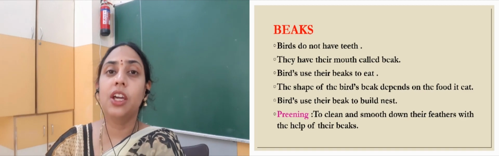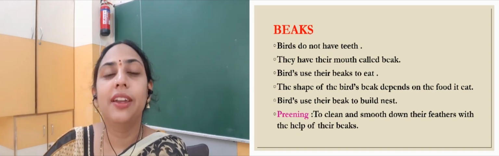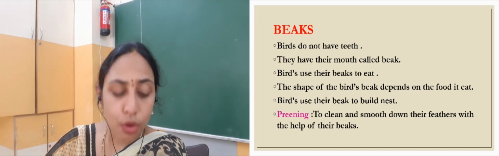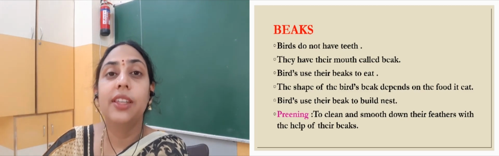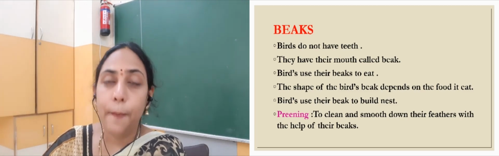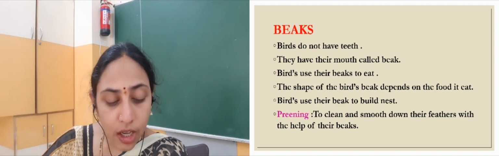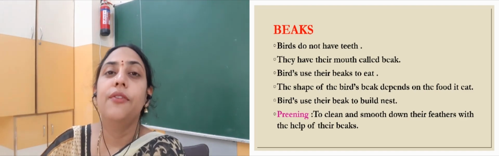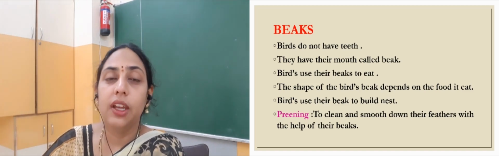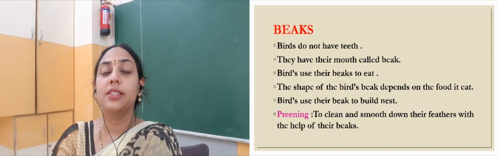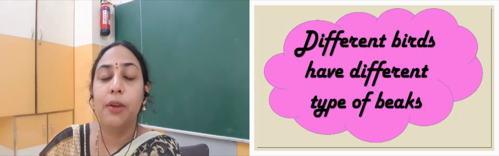And they use their beaks to eat their food, to build their nest, and even for cleaning and smoothing their feathers, right? So that is called preening. That means when they clean their feathers and smooth them down with the help of their beak, that activity is called preening. So they use their beaks in different ways, and these birds have different beaks.